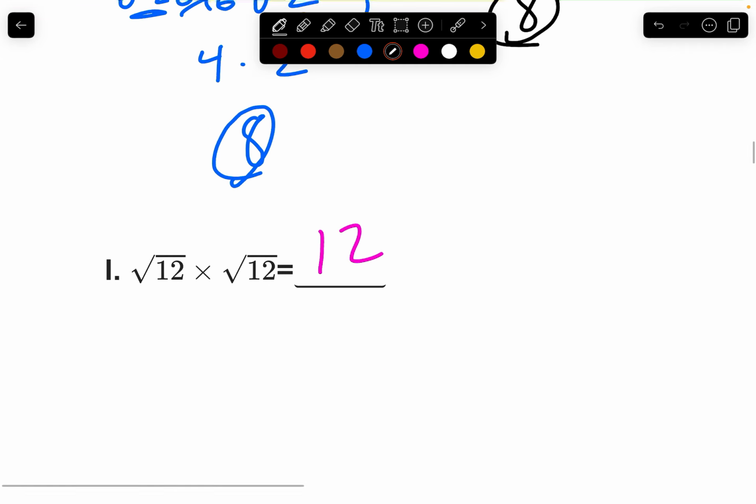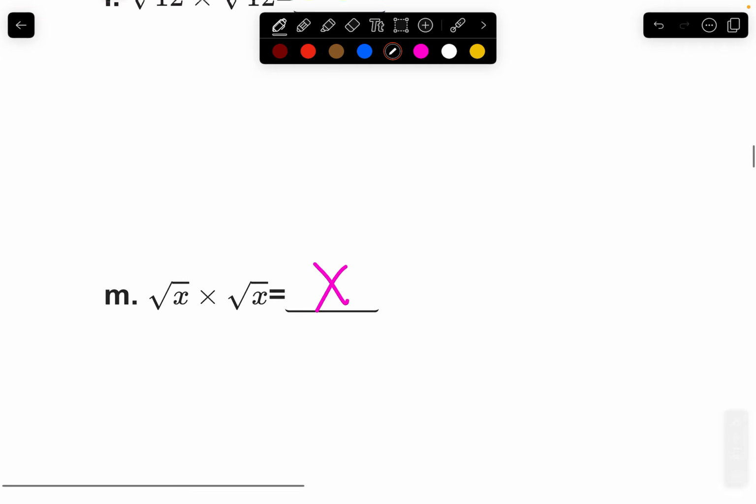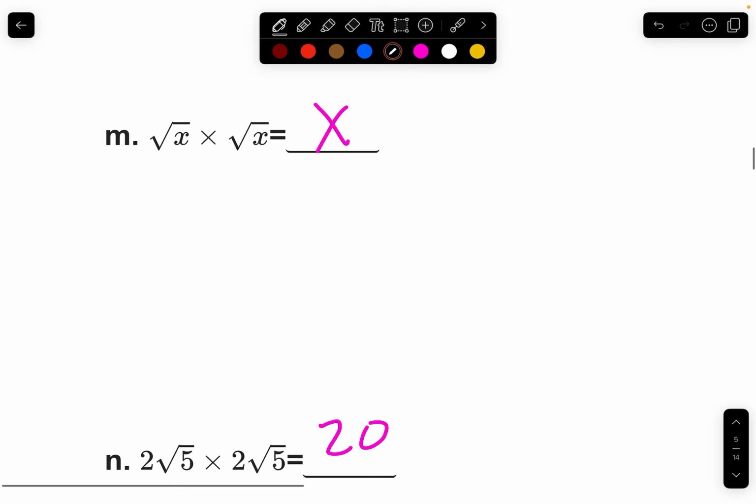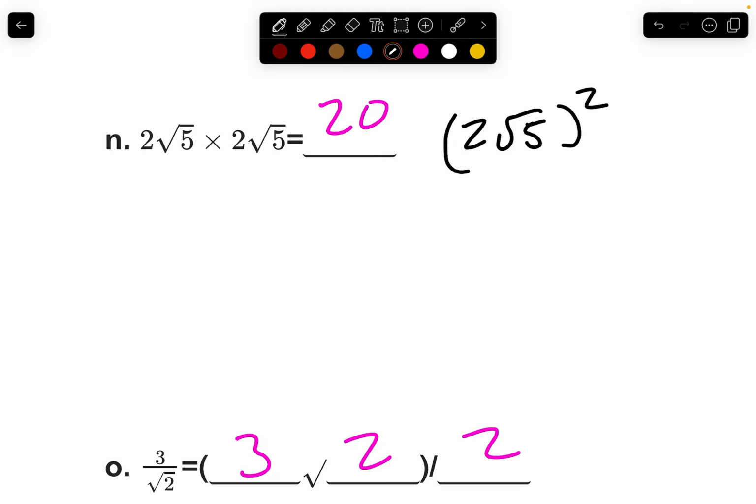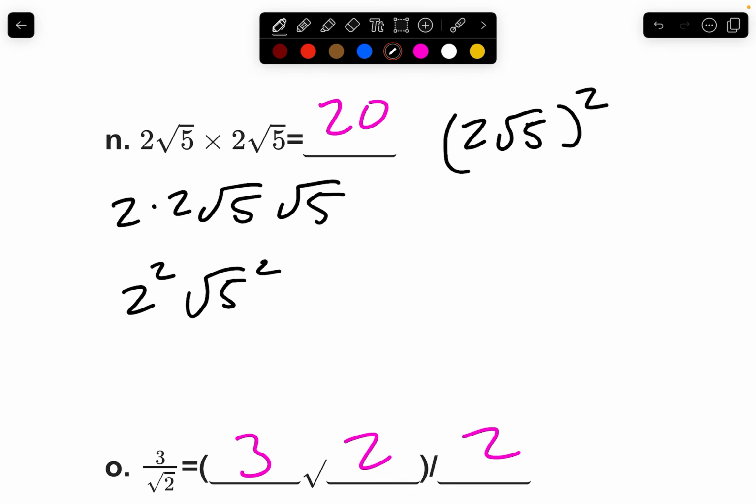Root 12 times root 12 is whole number 12. Not even going to talk about it no more. Root x times root x is whole number x. You got that. 2 root 5 times 2 root 5. This is the same as 2 root 5 squared. This is the same as 2 times root 5 times root 5. This is the same as 2 squared times root 5 squared. All of these are the same thing.